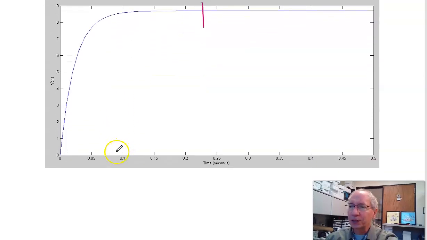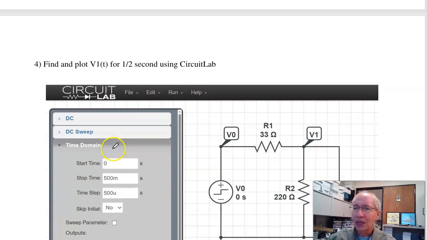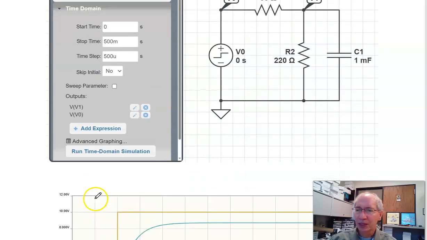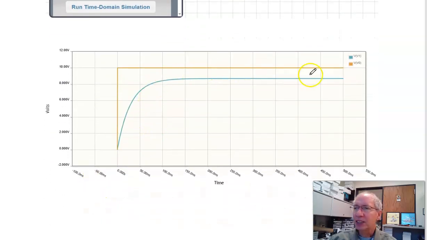Okay, so that was fun. Let's check it in CircuitLab. Build the circuit in CircuitLab, do the time response. I'll simulate it for 0.5 seconds, 500 milliseconds, make the step size 1,000 times smaller, let her rip, and here's what you get. Same answer that I got in Matlab. And that's what CircuitLab does.